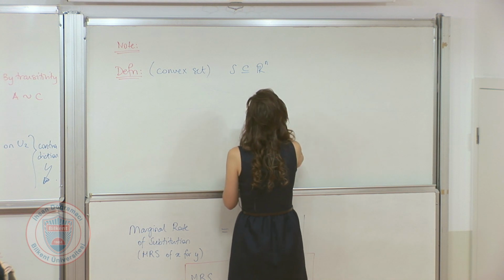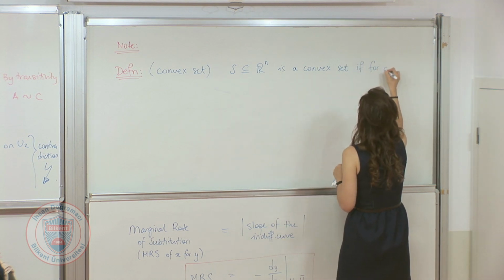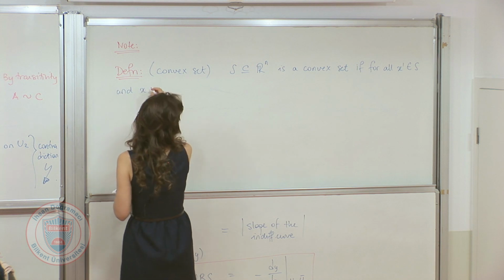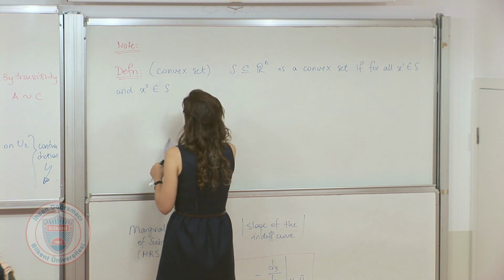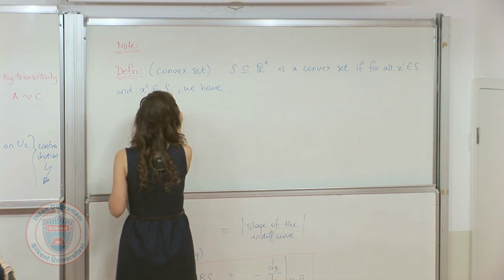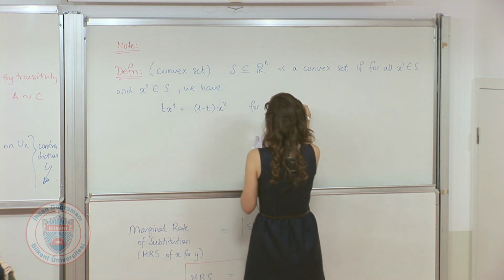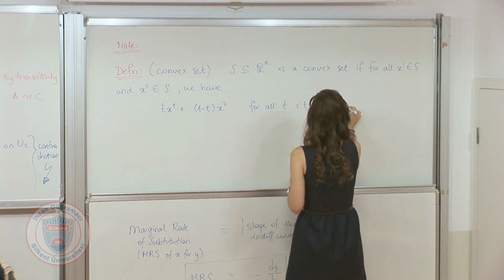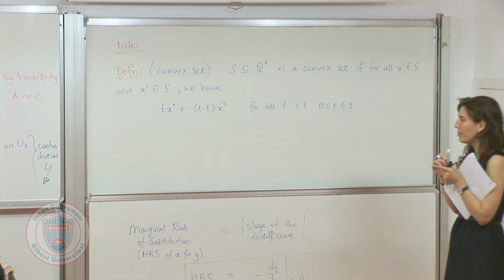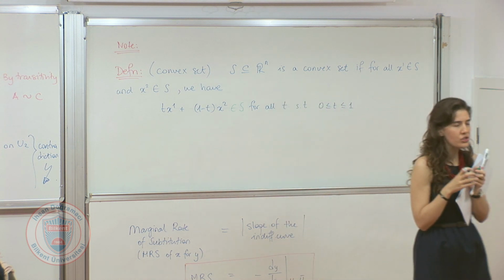So S, a set in R^n, is a convex set if for all x1 element of S and x2 element of S, you take two points in this set, and then you take what we call a convex combination of them, basically t x1 plus (1 minus t) x2, for all t between 0 and 1. So a convex set means that you take two elements of this set and a convex combination of them, and this convex combination should also lie in S. That's the definition of a convex set.